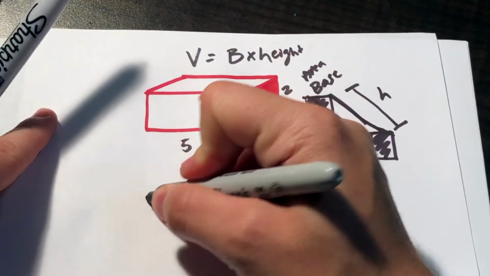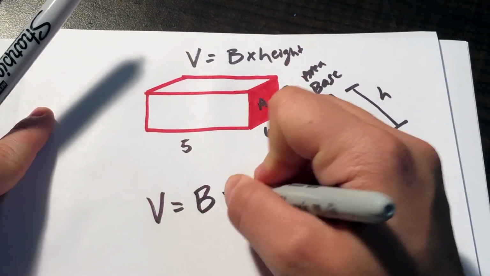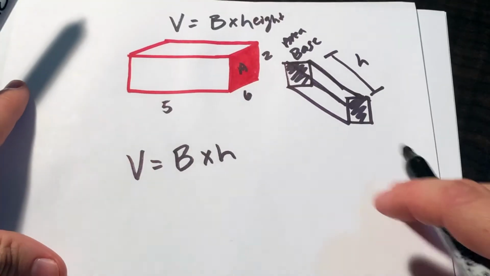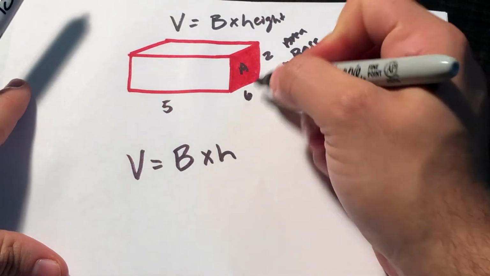So let's go ahead and write this formula down here. V equals big B times H. All right, the area of the base is, what's 6 times 2, y'all?